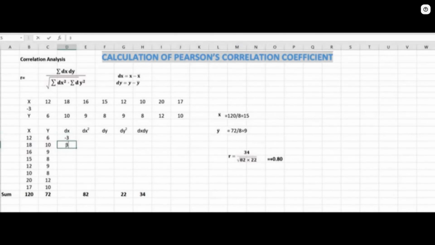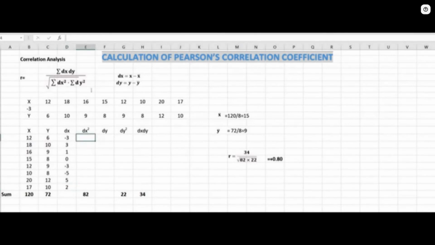18 minus 15 will be 3, 16 minus 15 is 1, 15 minus 15 is 0, 12 minus 15 is minus 3, 10 minus 15 is minus 5, 20 minus 15 is 5, and 17 minus 15 is 2. So this is about dx. So we'll move on to dx square.